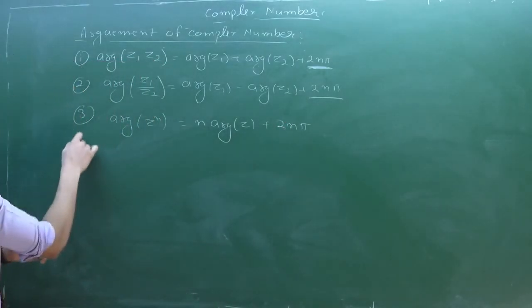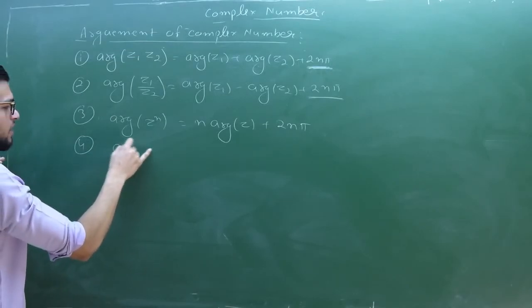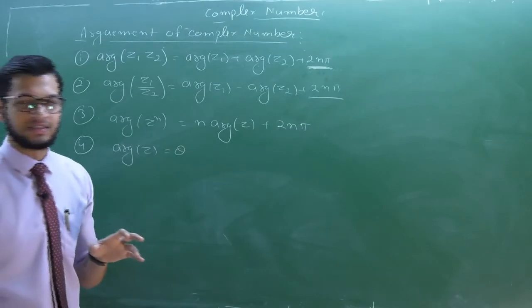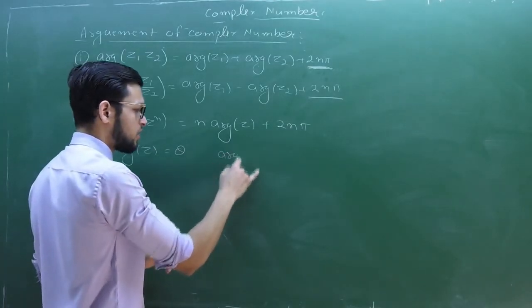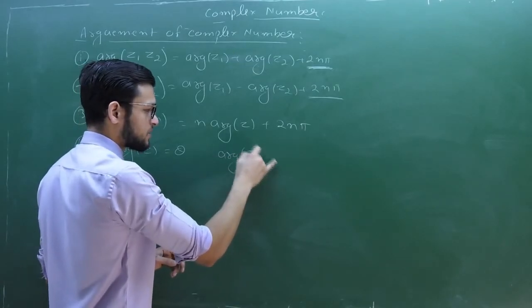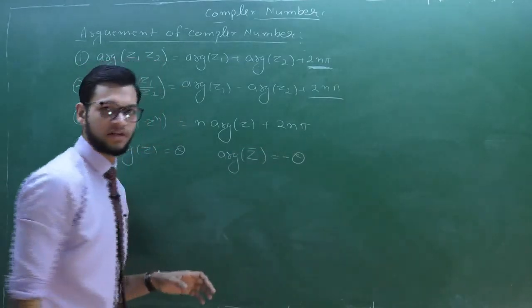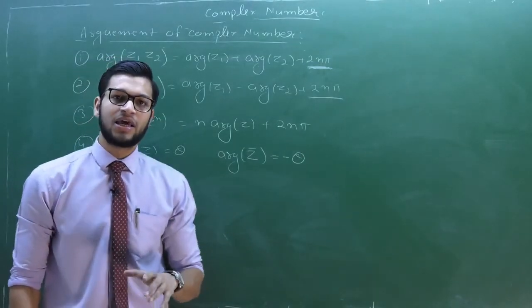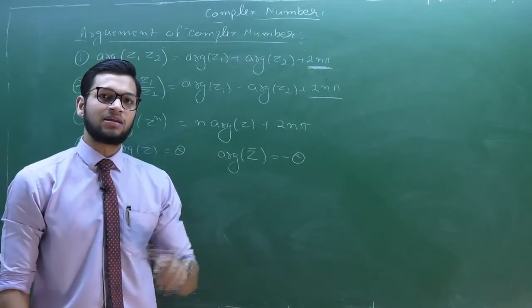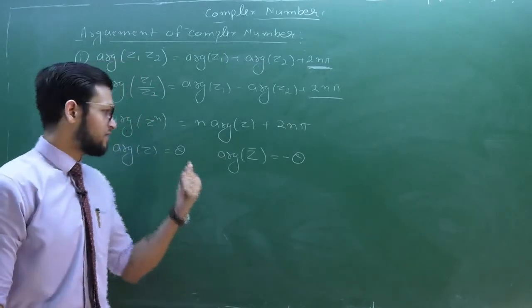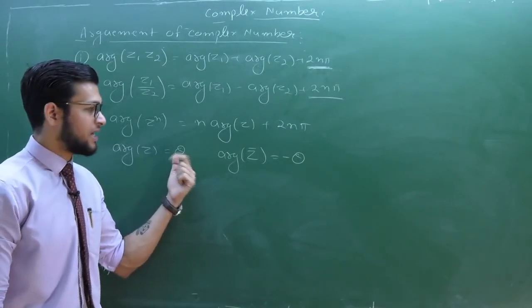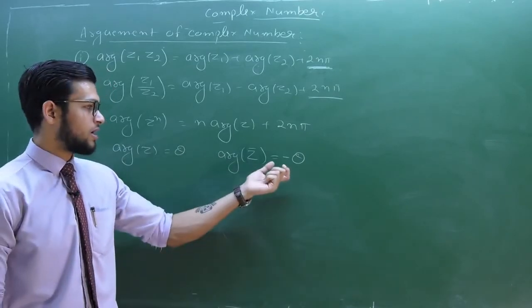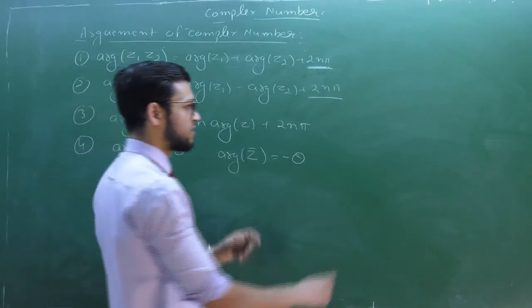And then after, if we have argument of z as theta, then argument of conjugate of z definitely equals minus theta, because for the conjugate of z we just need to take the mirror image about the x-axis. If we take the mirror image about the x-axis, the angle will be in the clockwise direction. If this angle is in the anti-clockwise direction, then for the argument of conjugate of z, the angle will be in the clockwise direction. So argument of conjugate of z will be equal to minus theta.